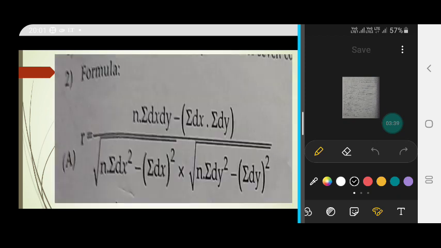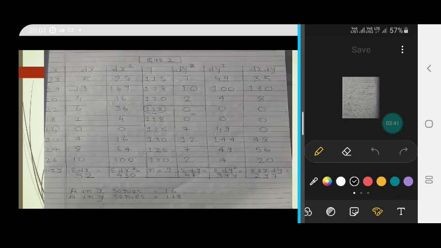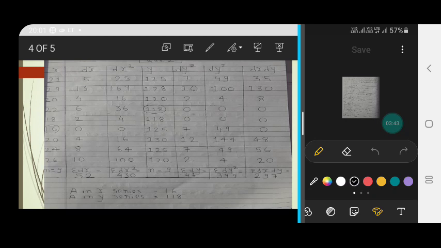We will start the solution of this problem with the preparation chart. What's going to be the first step? The first step would be the formulation of the preparation chart. Here we will prepare a 7-column preparation chart, like you can see over here: X column, dx column, dx square column, Y column, dy column, dy square column, then the dx dy column.